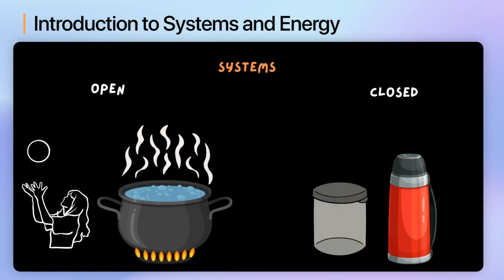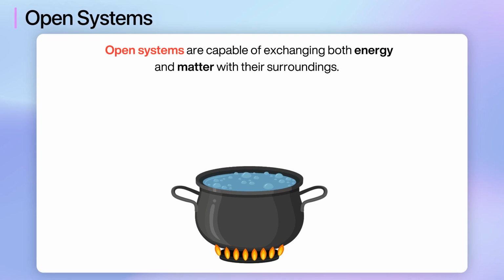Systems can be classified into either open or closed. Let us start by exploring open systems first. Open systems are capable of exchanging both energy and matter with their surroundings. For example, boiling water in an open saucepan is an open system.